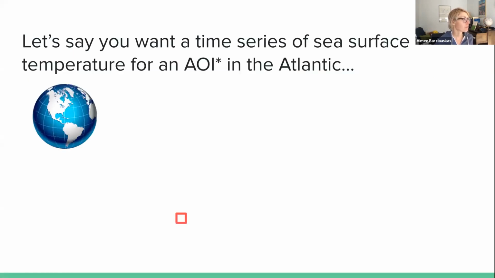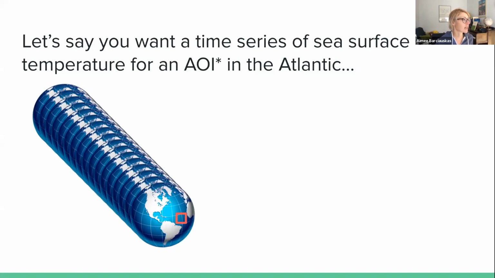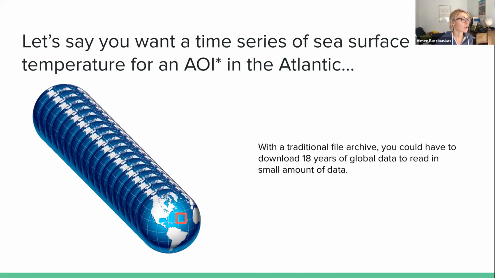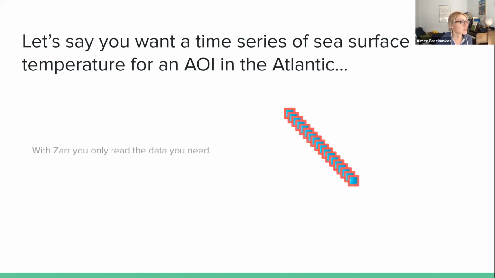So a way that I like to picture the problem that Zarr is solving is, let's say you want a time series of sea surface temperature for just this small area of interest in the Atlantic. With the traditional file archive, you'd have to download 18 years worth of global data to read in just this small bounding box. But if you're using Zarr, then you can just grab that small piece and transfer that amount of data into the memory of your compute resources.